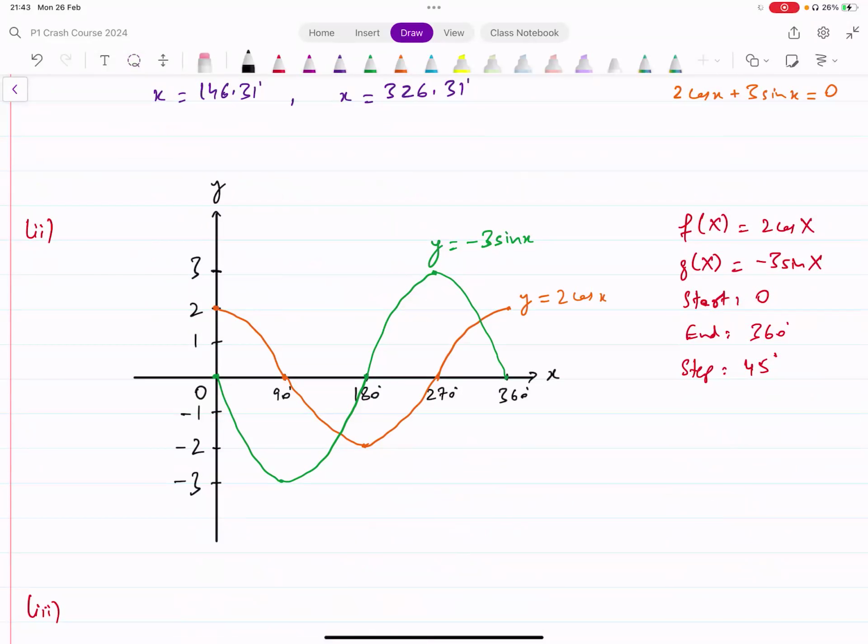So that means this point here, this point of intersection, this is supposed to be what? 146.3 degrees. And the other point of intersection, this one, this is supposed to be 326.3 degrees. So we have the points of intersection of these two graphs. Okay.